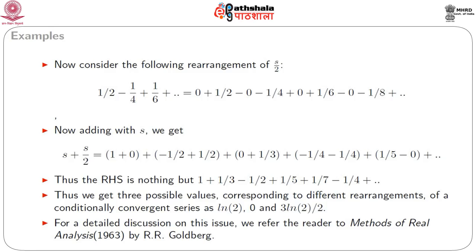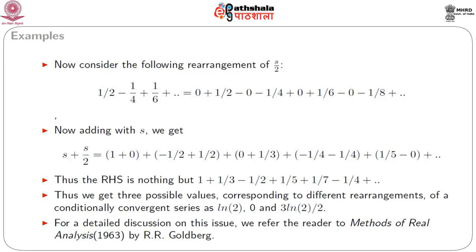Now, adding the left hand side with S, we get 3S by 2, and clubbing the different numbers, we get in the right hand side 1 plus 0 plus minus half plus 1 minus half plus half plus 0 plus 1/3 plus minus 1/4 minus 1/4 and so on. Thus, the right hand side is nothing but 1 plus 1/3 minus half plus 1/5 plus 1/7 minus 1 by 4.